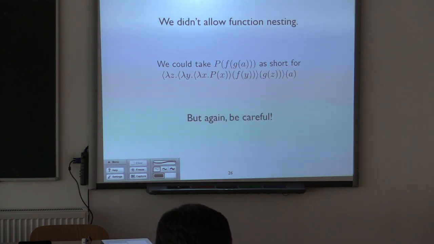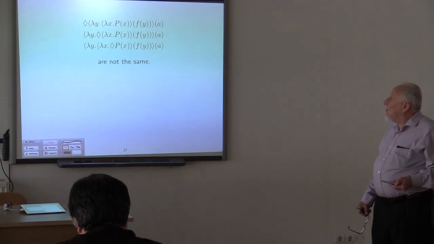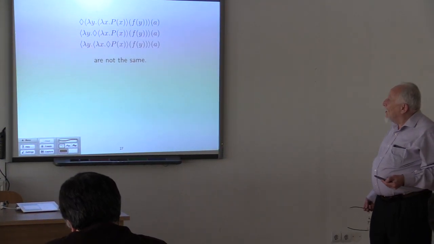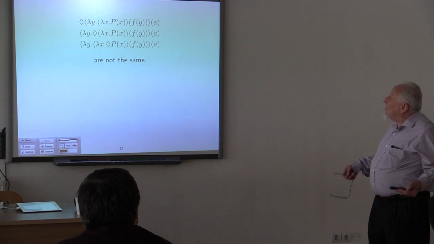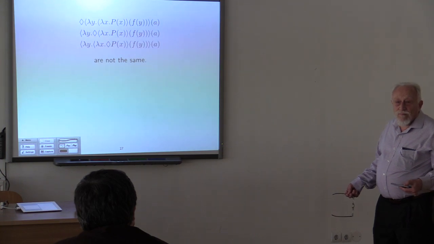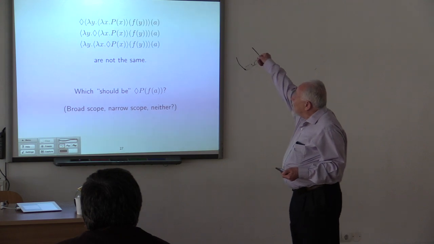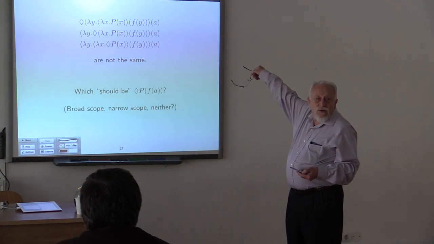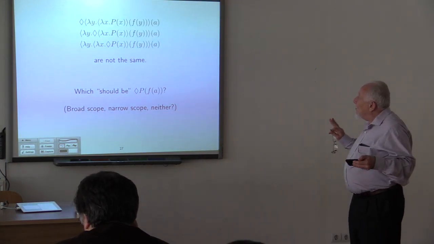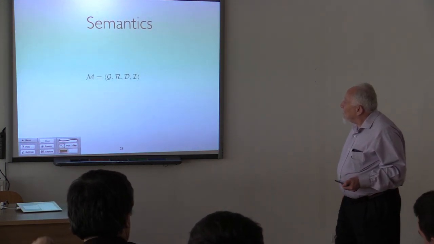But you have the same kind of problem you had before. These three all behave differently, where F and A are not rigid. And so again, diamond P of F of A is seriously ambiguous, and I just don't want it. So one of these is a kind of broad scope, one of these is a kind of narrow scope, and one of these is really somewhere in between. So rather than having to pay attention to which one we are doing at the moment, we just won't have them. All right, so the semantics here.